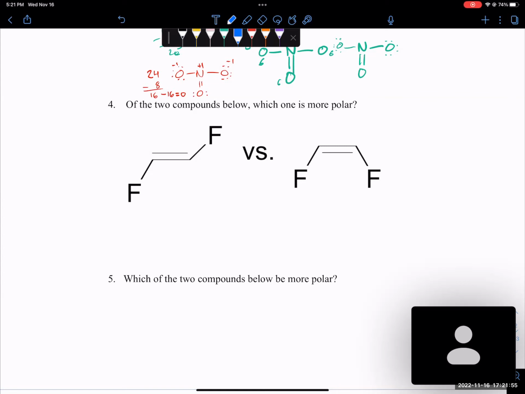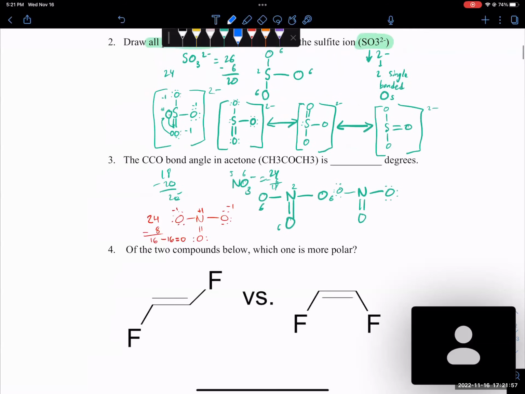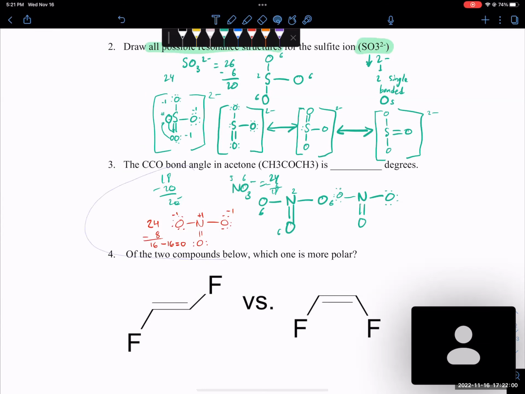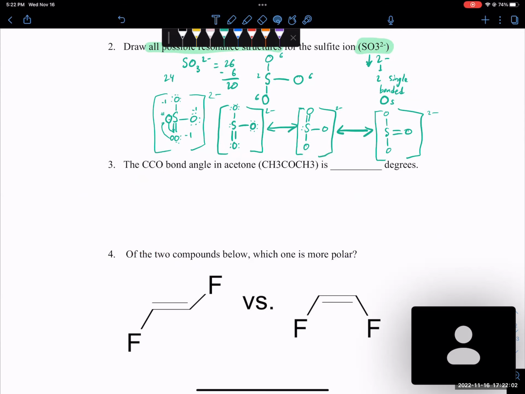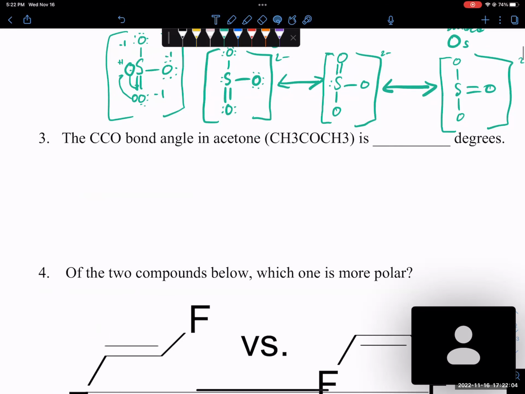We didn't solve number 3. What's number 3? Bonding. Oh yeah, sorry, I didn't even realize that we solved it. We'll come back to number 4. Number 4 is something to think about at the moment.